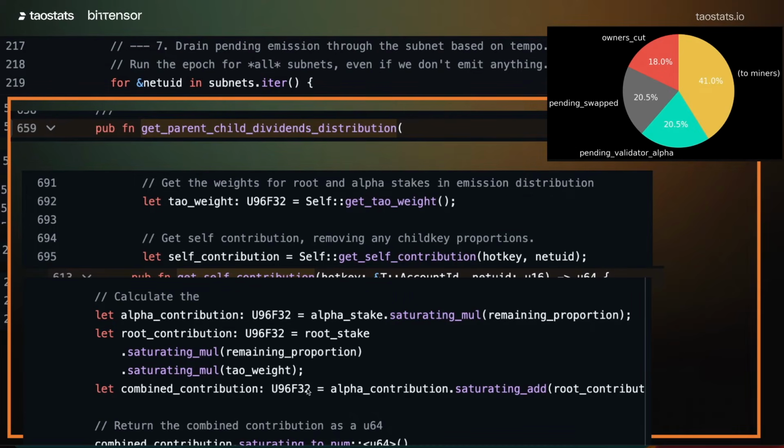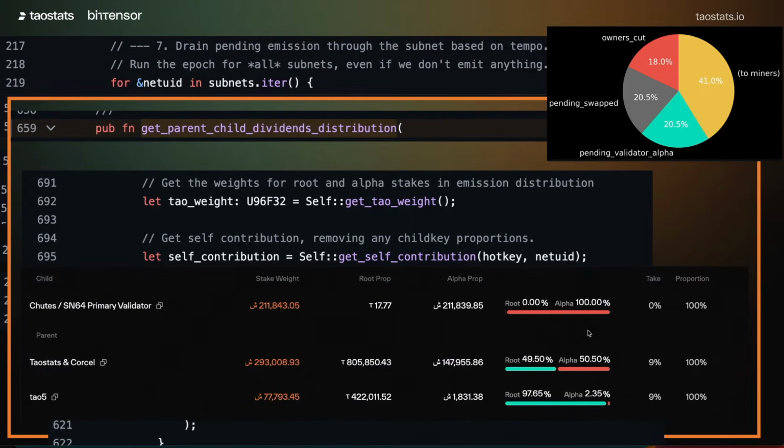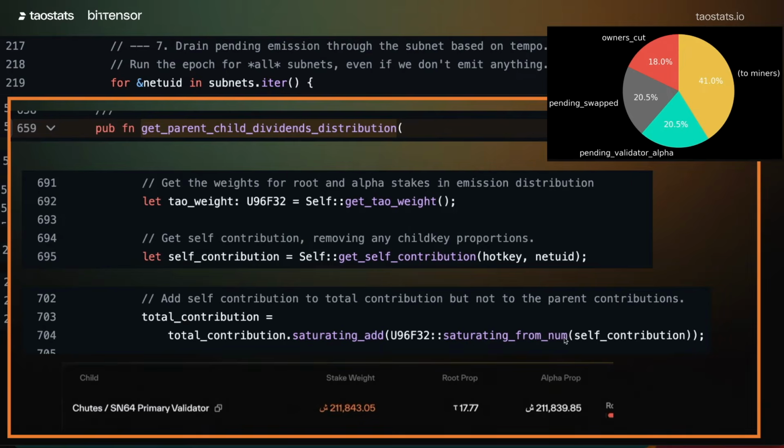The combined contribution is then the sum of alpha and root. What we end up with is the alpha proportion, the root proportion, and the stake weight. The combined is that stake weight. We then add that self-contribution to the total contribution, which started off at 0. We've now added in the stake weight for this child validator.